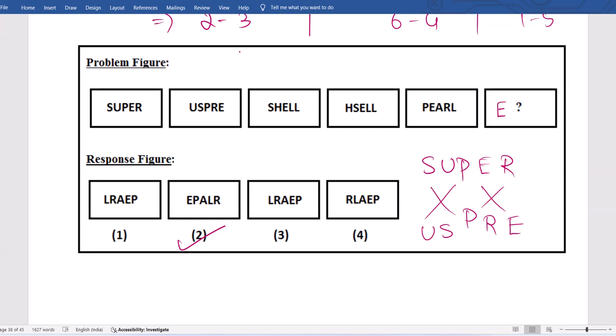Here in SHELL also, E kept the same, HS, SH as LL, LL only. So then in this one, the middle one as it is, P as EP, RL as LR. Second option. So EPALR. Or some people took the second one as the first one, sir. Fine. With that, only one option is available. Easy.